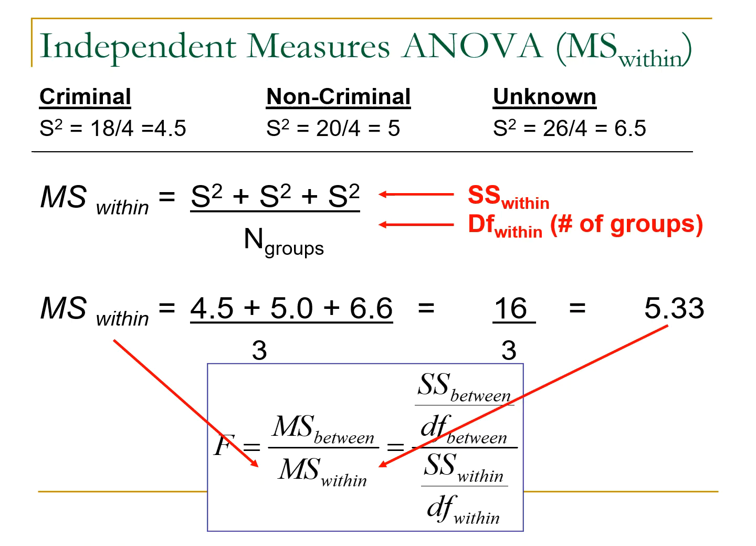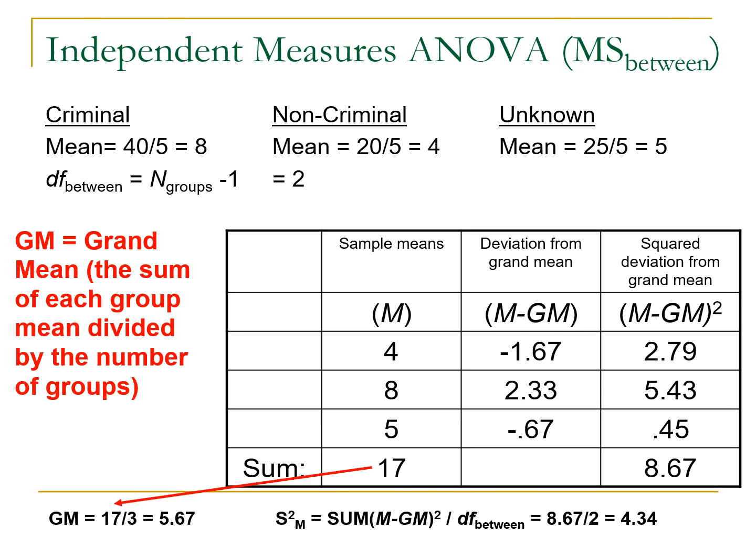Now we need to get the top of the equation, the difference between the groups. So in this case, we're looking at those means. We have the mean of the criminal group of 8, non-criminal group of 4, and unknown group of 5. What we now need to do is calculate the grand mean for everyone, in other words, across these three groups. So we add 4 plus 8 plus 5, it becomes 17. And we divide by 3. That means that the grand mean for all three groups is 5.67.